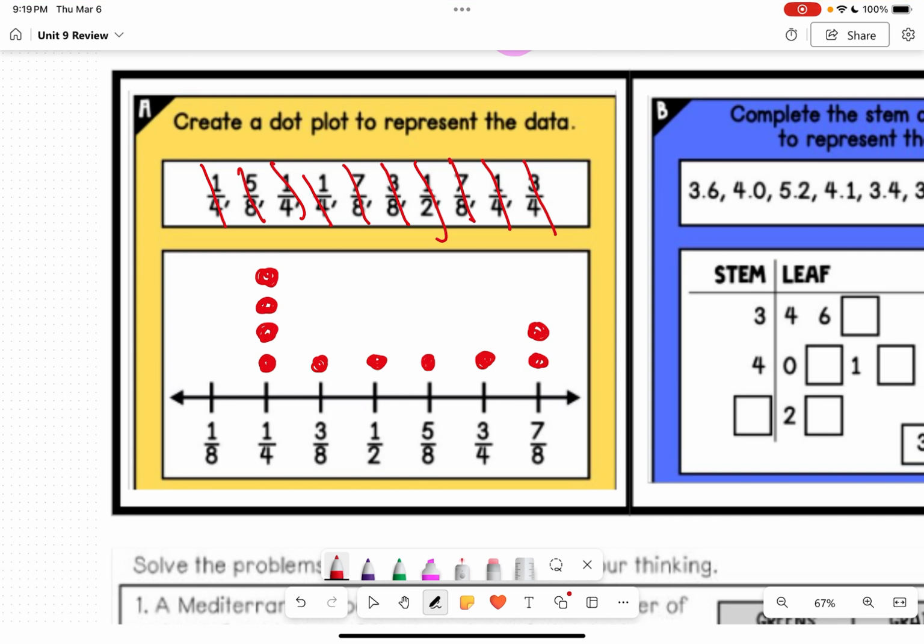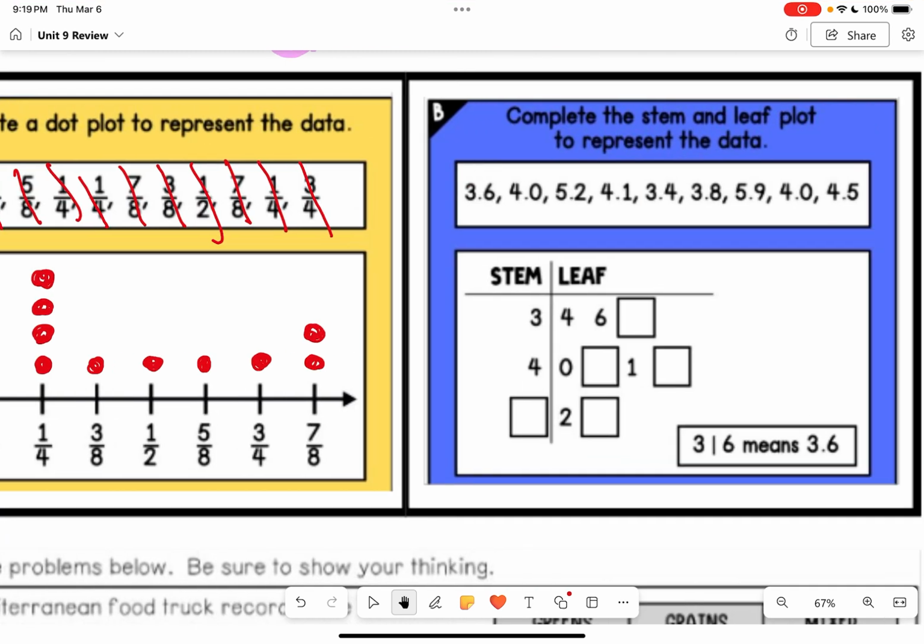So far we are done with A. We have put all our fractions onto our dot plot, and now it represents the data another way. Now we can see that there are 4 at 1/4, 1 at 3/8, 1 at 1/2, 1 at 5/8, 1 at 3/4, and 2 at 7/8. It's just an easy way to see data.